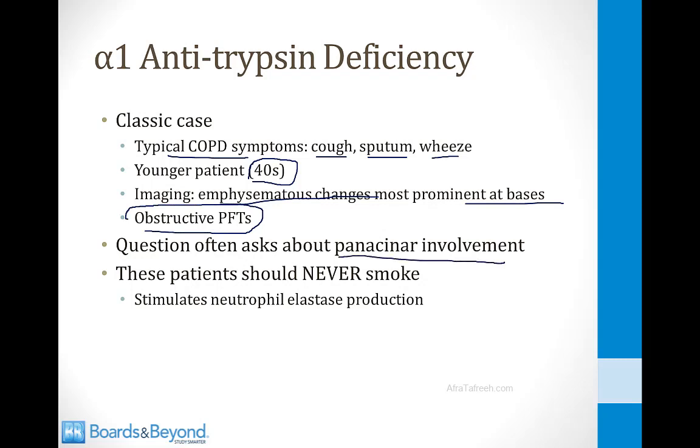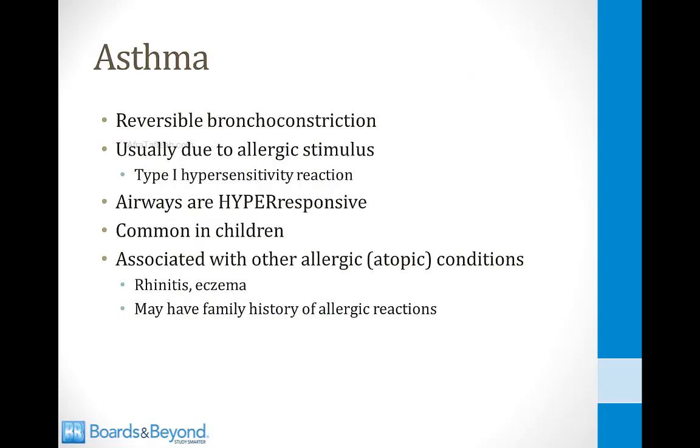And then one thing to know about antitrypsin deficiency is these patients should never smoke. So they have no antitrypsin activity. So the last thing they want to do is smoke and stimulate the neutrophil elastase production. This can be disastrous. Next cause of obstructive lung disease is asthma.